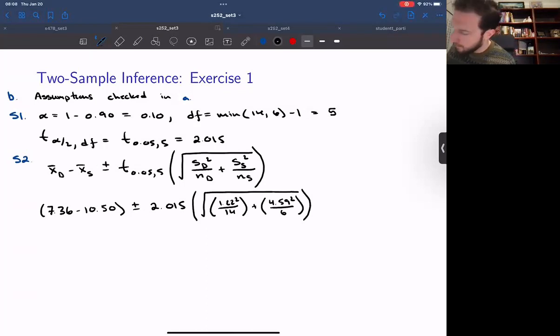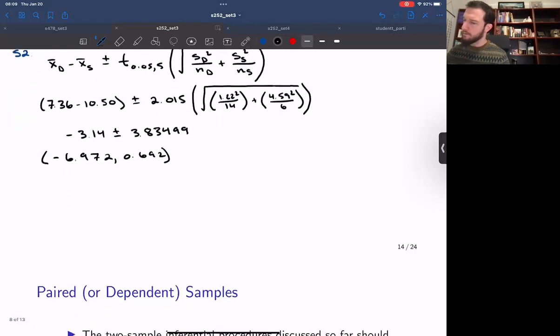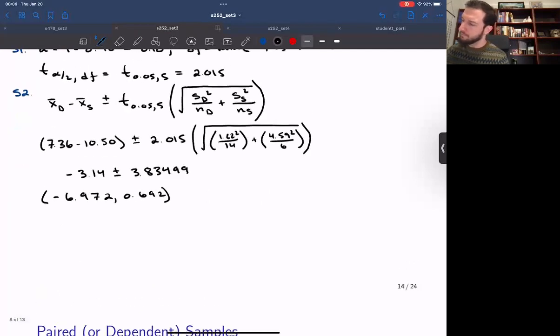Right. And this will give us negative 3.14 plus or minus 3.83499. And this should give us something in the range of negative 6.972 to 0.692. Okay.